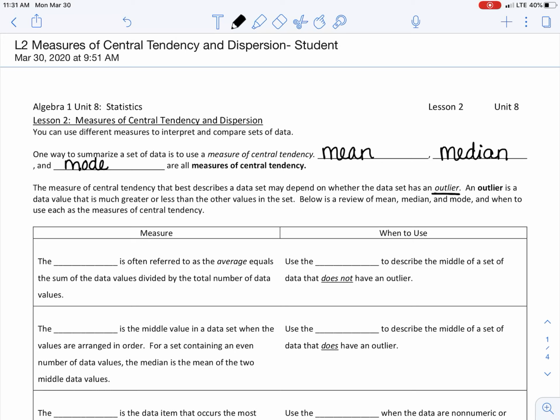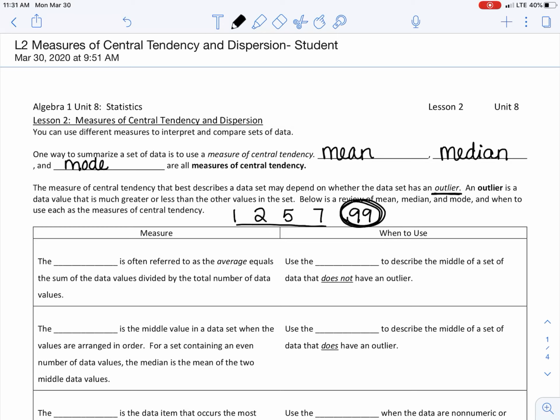So this will be a word that you see often. An outlier is a data value that is much greater or much less than the other values in the set. So if I said we had a data set of 1, 2, 5, 7, and 99, we can definitely look at this and say, okay, well, this is a lot greater than all of these numbers, so 99 would be an outlier. Okay, so below is a review of mean, median, and mode, and when to use the measures of central tendency.